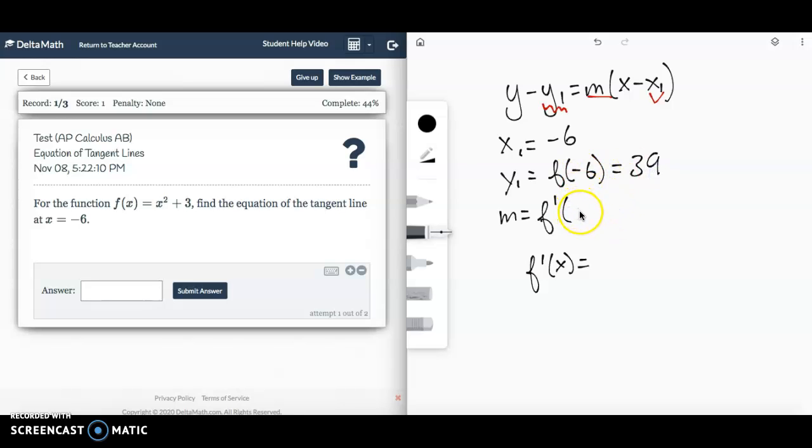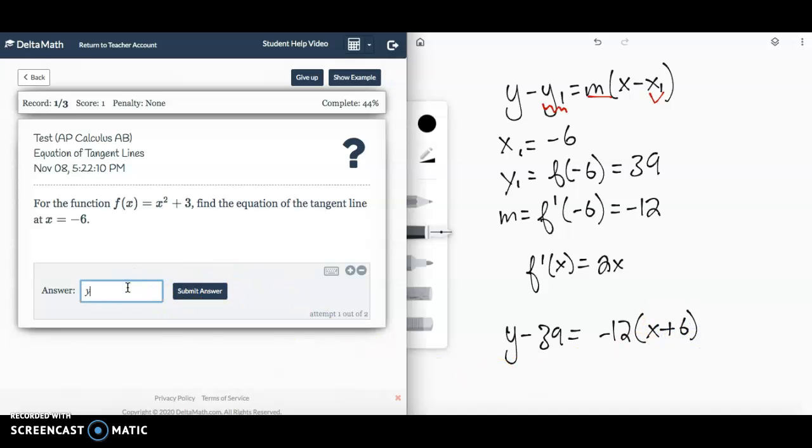And then f prime of -6 will give me my slope, or my m. So if I do f prime of x first, I'll get 2x. And then I plug in -6, I would get -12. And so then my equation of the tangent line would be y minus y1 equals m times x minus x1. So it'll end up being x plus 6, I think.